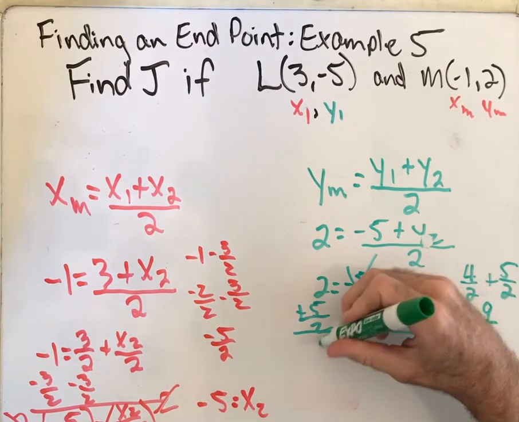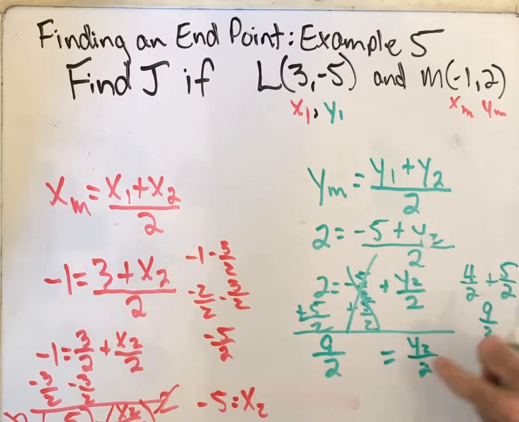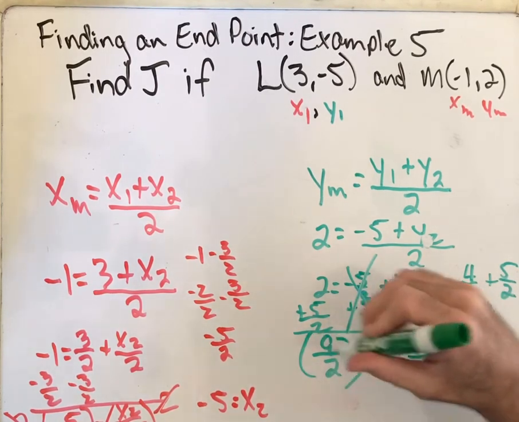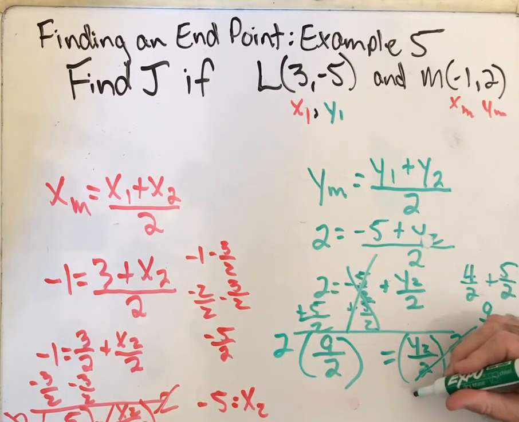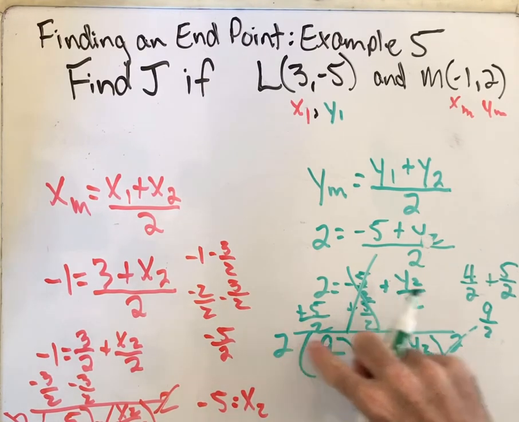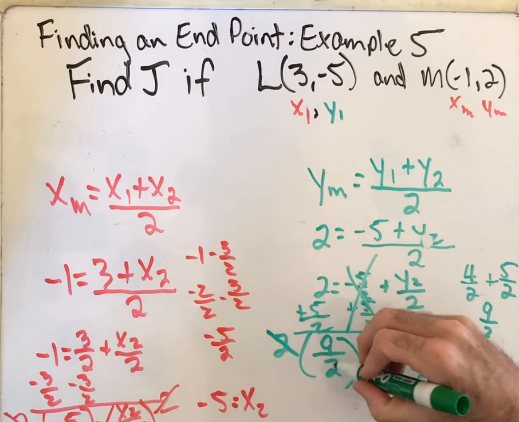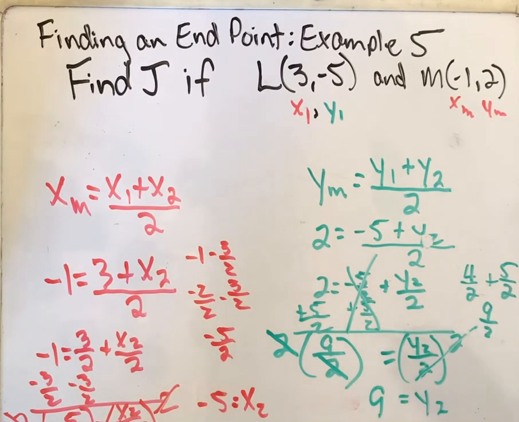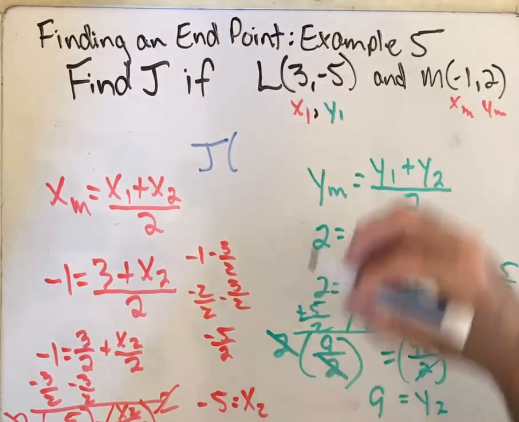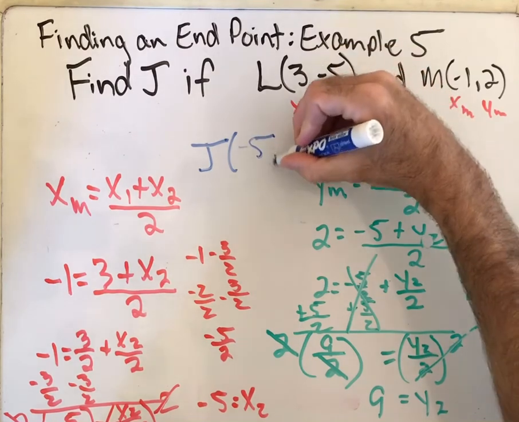So 9 halves equals y sub 2 over 2. To get y by itself, we multiply both sides by positive 2, so I need to cancel these out so I get y2 by itself. 9 times 2 is 18 over 2, which is 9, or we can just cross cancel and we're left with a 9. So my answer for that endpoint, point J, is (-5, 9).